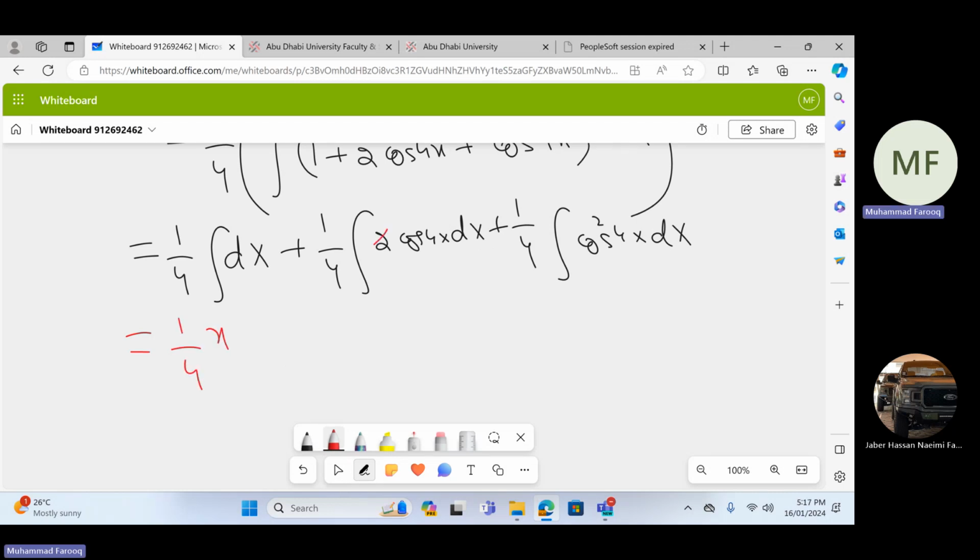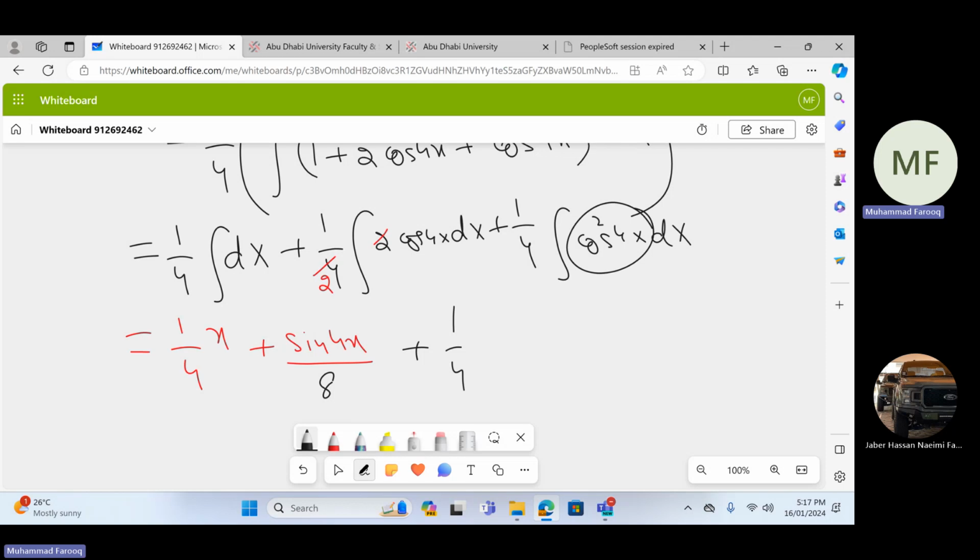This 2 and 4 you can combine. Give me the direct answer. What is the integration of cosine 4x? Come on. Sine 4x over 4. Very nice. Good. Now, this 2 and this 4 become 8. So it becomes 8 here. Plus 1 by 4. How do you take this one?